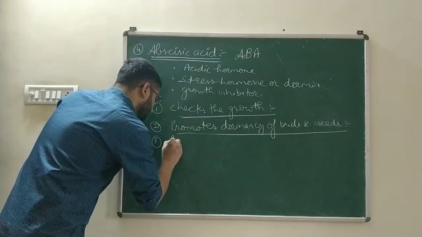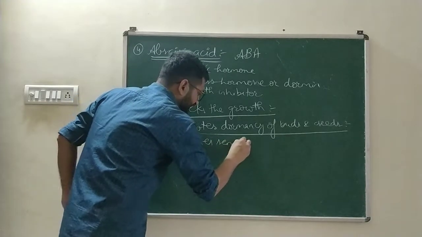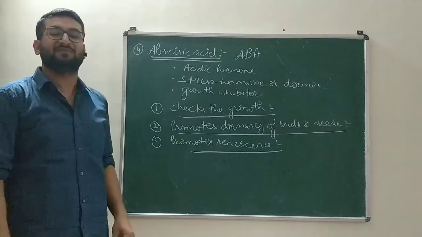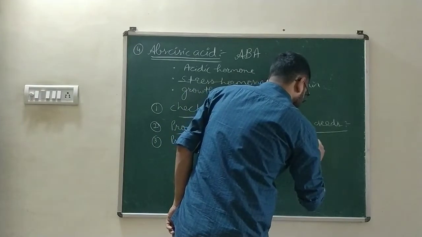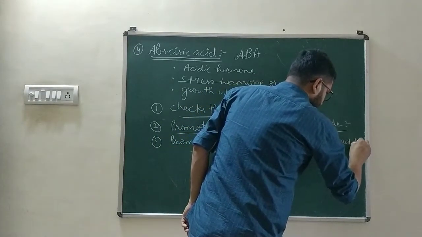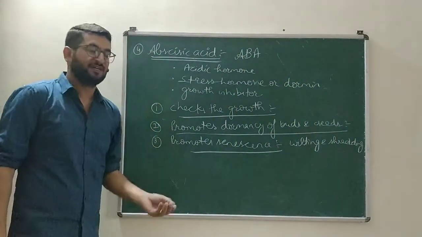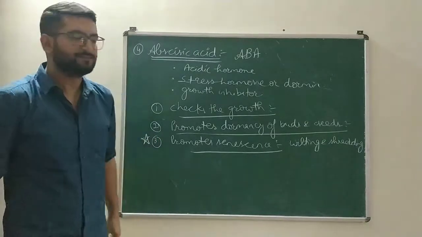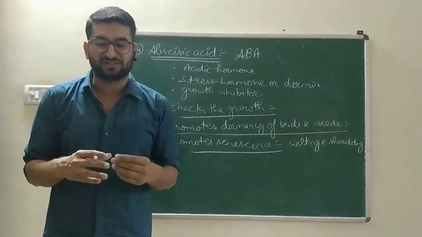Next, it promotes senescence. Senescence means budhapa, old age. It promotes senescence, that means the wilting and shedding of leaves. The leaves will dry and then ultimately shed off. It's a very important function for your board exam. So these are the basic functions which are performed by abscisic acid.